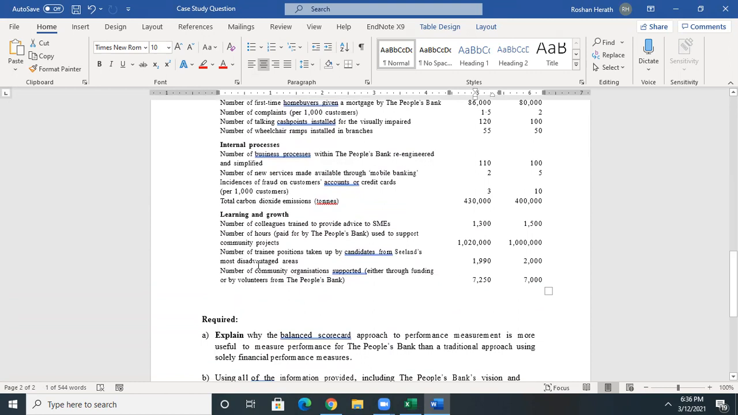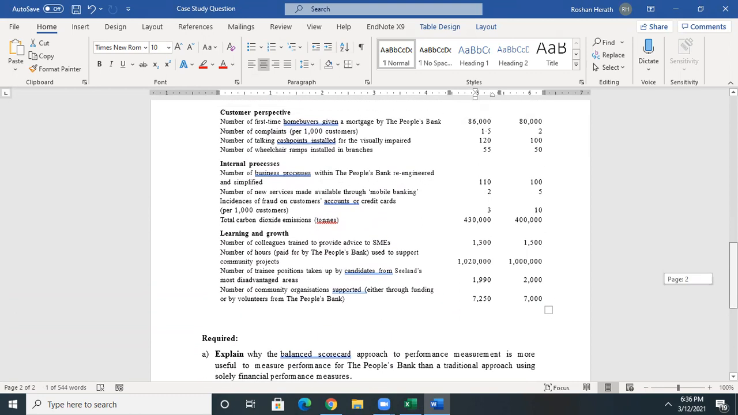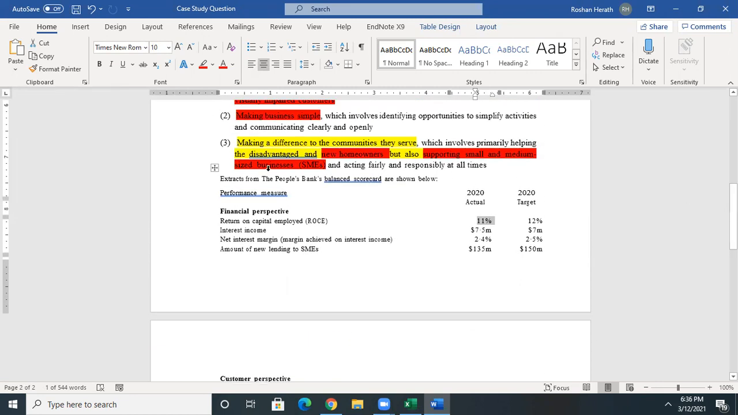And also you can see the number of training positions taken up by the candidates from New Zealand's most disadvantaged areas. So it is even slightly less, but more or less you have achieved. So therefore you can say that you have fairly maintained support for the disadvantaged community.